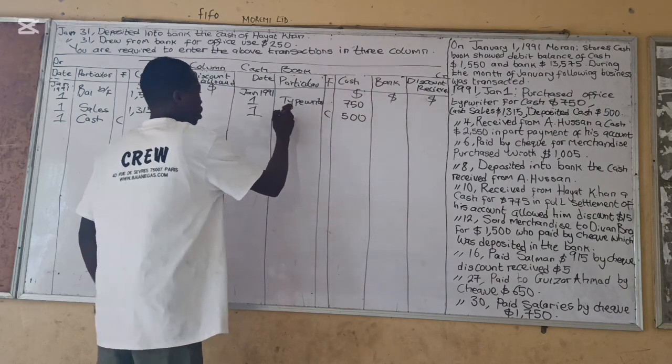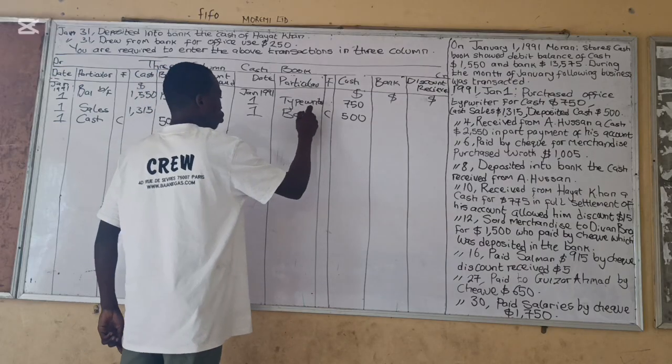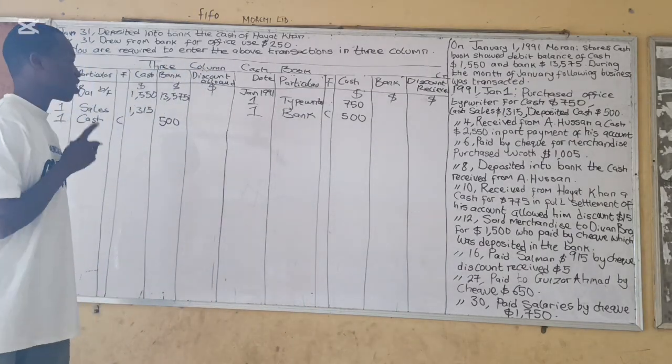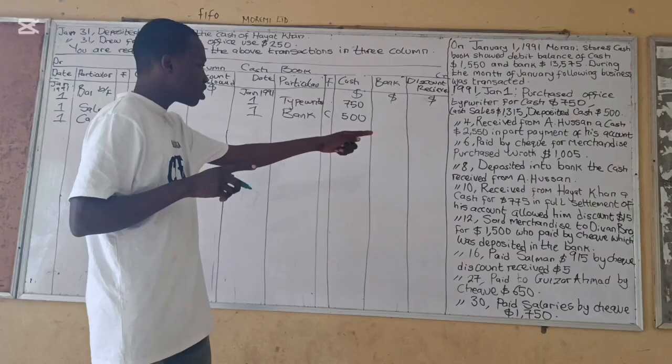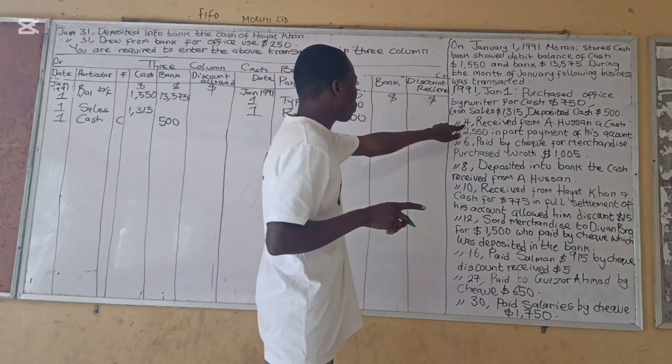So here we have C. And what will be in the particular is going to be your bank. So it has been corrected. Now the next one, the last, okay, we are done. Let's move to the next one.